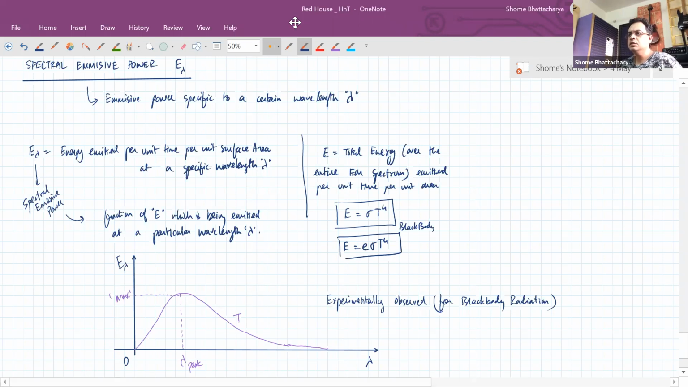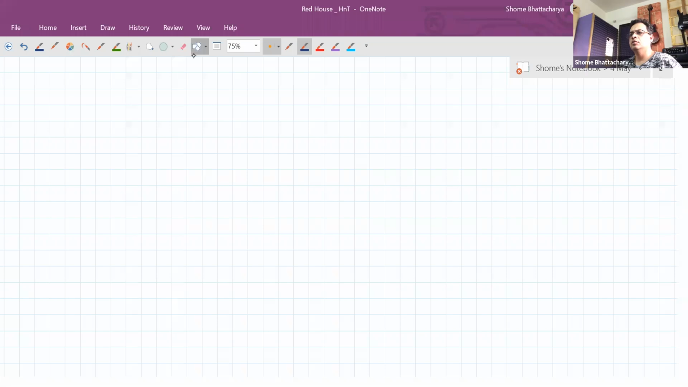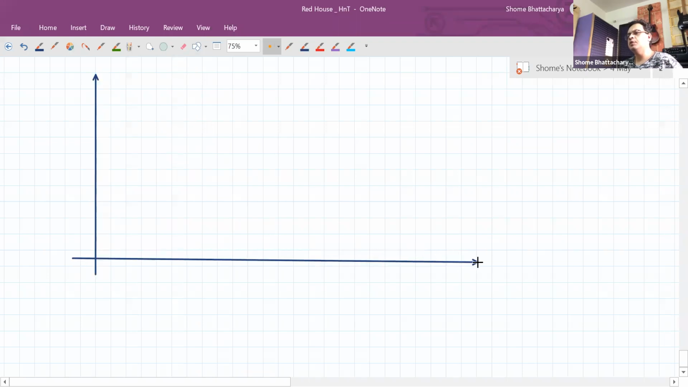Okay, so hope this part is clear. Now let's understand the interpretation of spectral emissive power. So when we look at a particular spectral emissive power graph at a particular temperature, say it's like this.